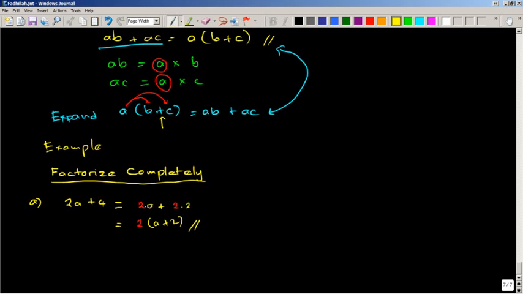Let's try B. 3x squared minus 12x. Okay. Macam mana tu? Macam mana? Boleh tak buat? Can you factorize them completely? 3x squared dengan 12x. What are the common factors?